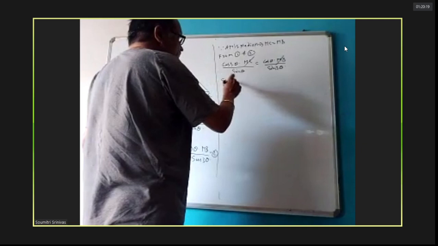Sine 6 theta is equal to sine 2 theta, or sine 6 theta is equal to sine of 180 minus 2 theta, since sine of 180 minus theta is sine theta. The first gives 6 theta equal to 2 theta, which is not possible. The second gives 6 theta equal to 180 minus 2 theta, so 8 theta is equal to 180. 180 by 8, how much? 22.5.